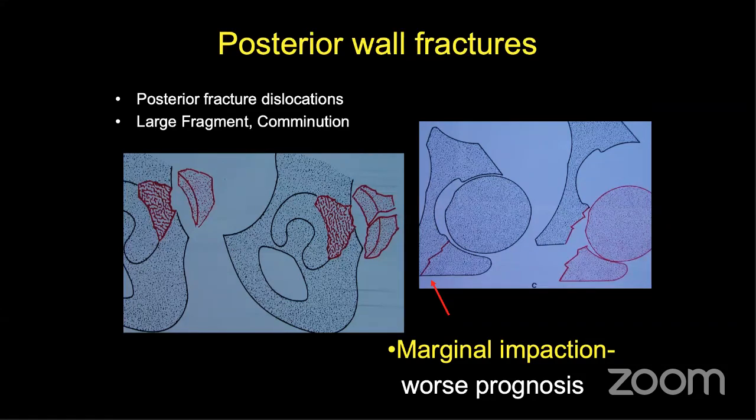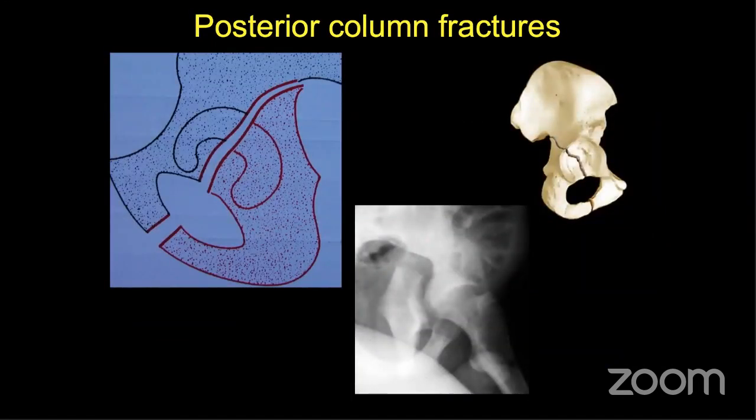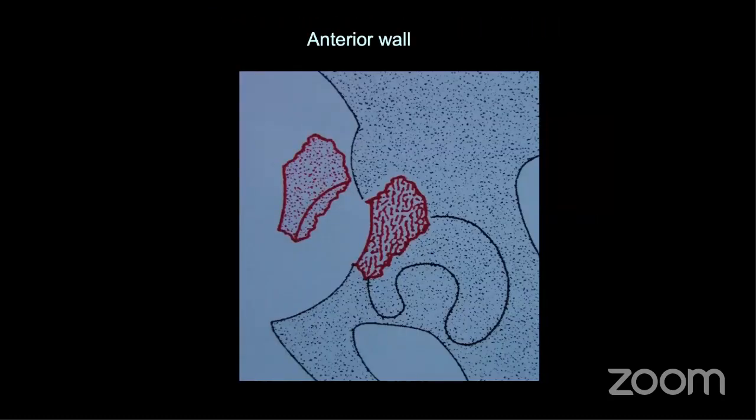The first one shows you a posterior wall fracture, typically associated with a hip dislocation. It can be one large fragment or comminuted, and you can see on an axial CT how the fracture line comes out at the back and the hip joint is unstable. You have to look for marginal impaction in these injuries because it determines the prognosis. This is the posterior column fracture where the wall is intact, but you can see that the fracture line goes through the posterior column and exits through the obturator foramen and the conjoint ramus.